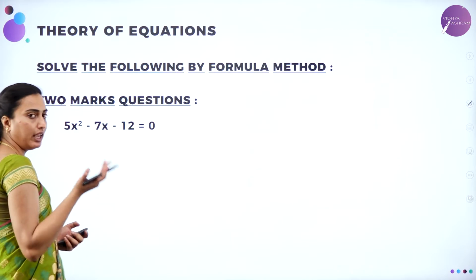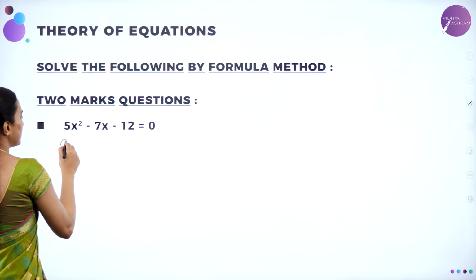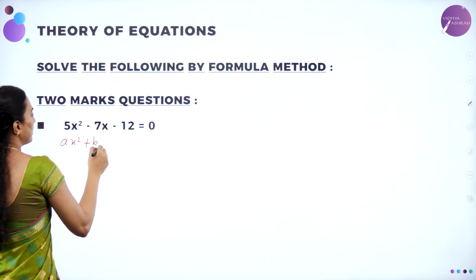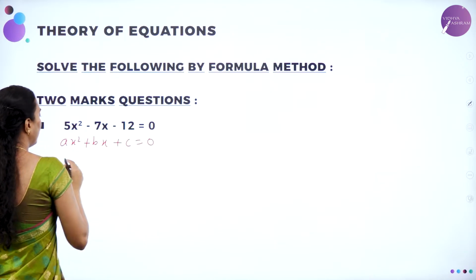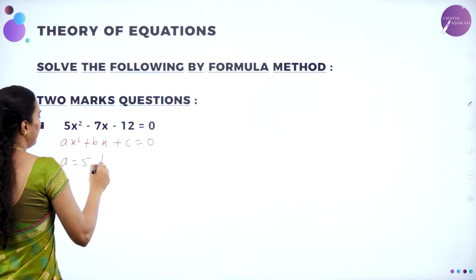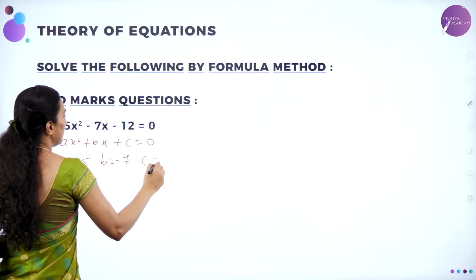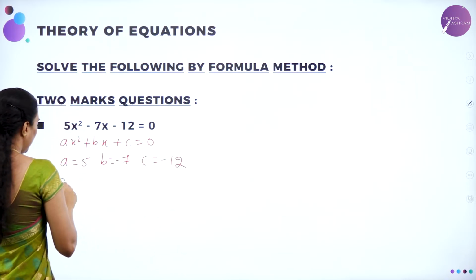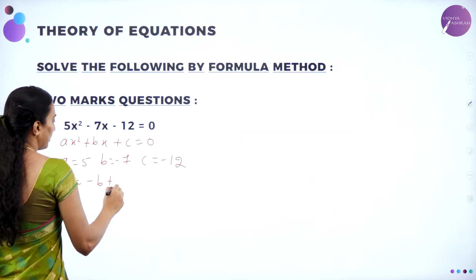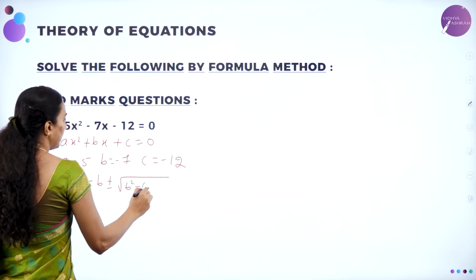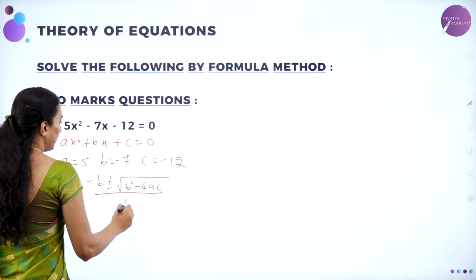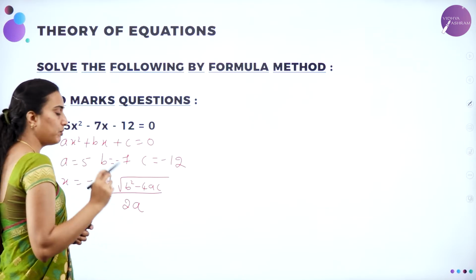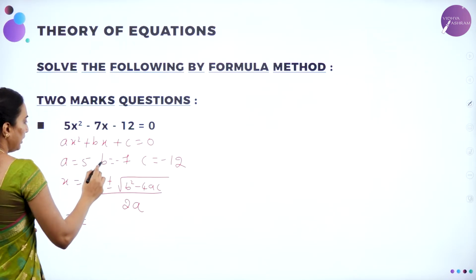Solve the following, again by the formula method. Comparing this with ax squared plus bx plus c equal to 0, the a value you are getting is 5, b value is minus 7 and c value is minus 12. So x is equal to minus b plus or minus square root of b squared minus 4ac divided by 2a. So here x will be equal to minus of minus 7.